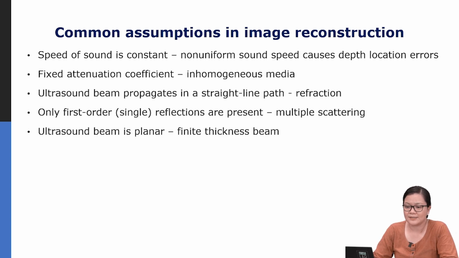Also, an assumption is that only first order or single reflections are present. However, in the tissues there can be multiple reflections, meaning that the ultrasound is bouncing back and forth between different tissue structures because of the differences in acoustic impedances of these tissues. Another assumption is that the ultrasound beam is planar. But as we have learned before, the ultrasound beam is not entirely a planar wavefront. There is a finite thickness of the beam pattern, as you would have already learned.